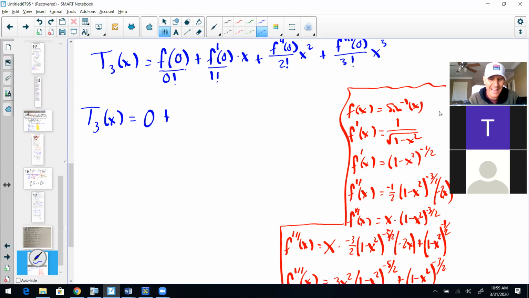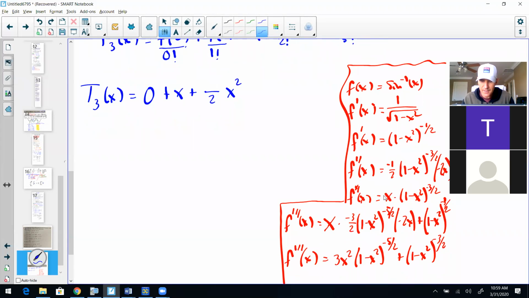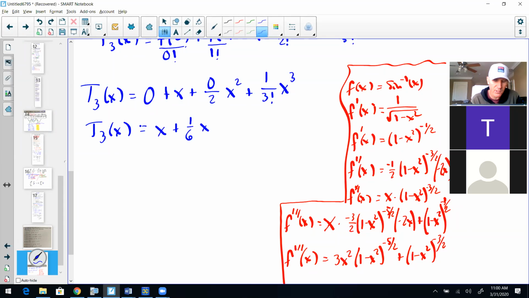One. Good. 1x, right? So plus x plus something over 2x squared. So what's f double prime of 0? F double prime of x is equal to this guy. But when x is equal to 0, what does that whole thing become? 0. Yeah. Plus something over 3 factorial, which is 6. Well, I'll just leave it like that, times x cubed. So what is f triple prime of 0? Well, that goes to 0, but this is just equal to what? 1. 1. So T sub 3 of x is just equal to x plus 1/6 x cubed.